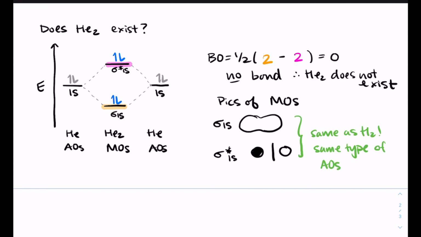If I want bond order, I will ask for it separately. You'll probably get in the habit of doing it, but I will explicitly ask for it. And the pictures I will also explicitly ask for.